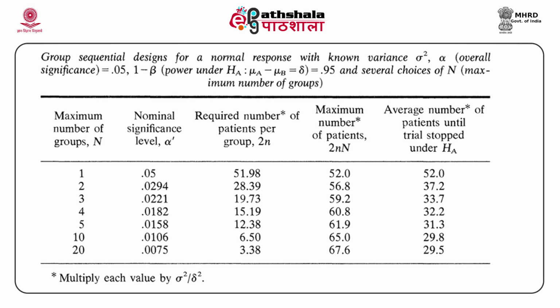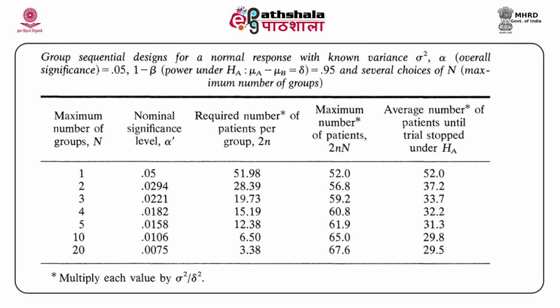The results here have been obtained by numerical integration. So note that in general, the required number of patients per group will not be an even integer, but in practice, this rounding problem will have a negligible effect. For any choice of alpha, beta, and delta by sigma, the standardized difference in mean, as the number of groups capital N increases, the number per group 2n decreases, and the maximum number of patients 2nN increases.